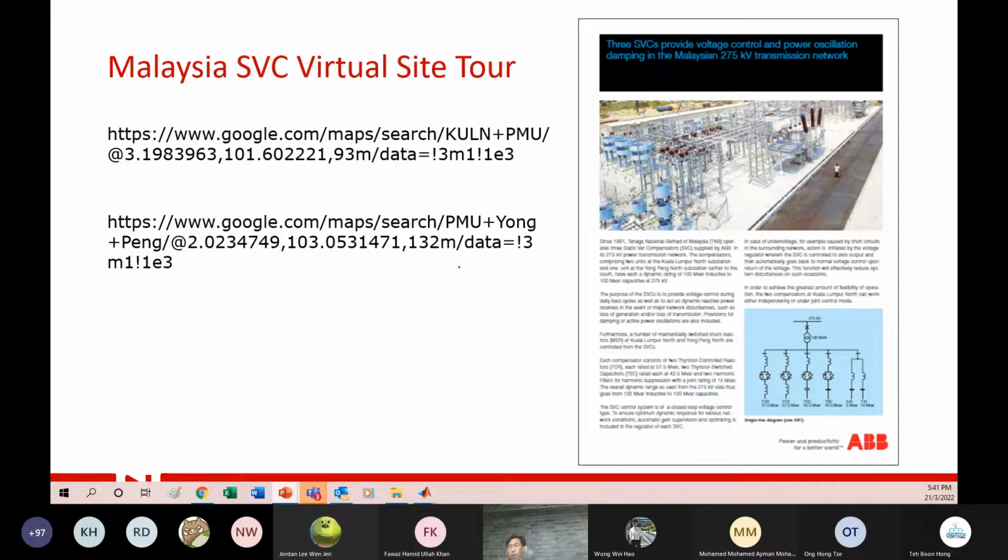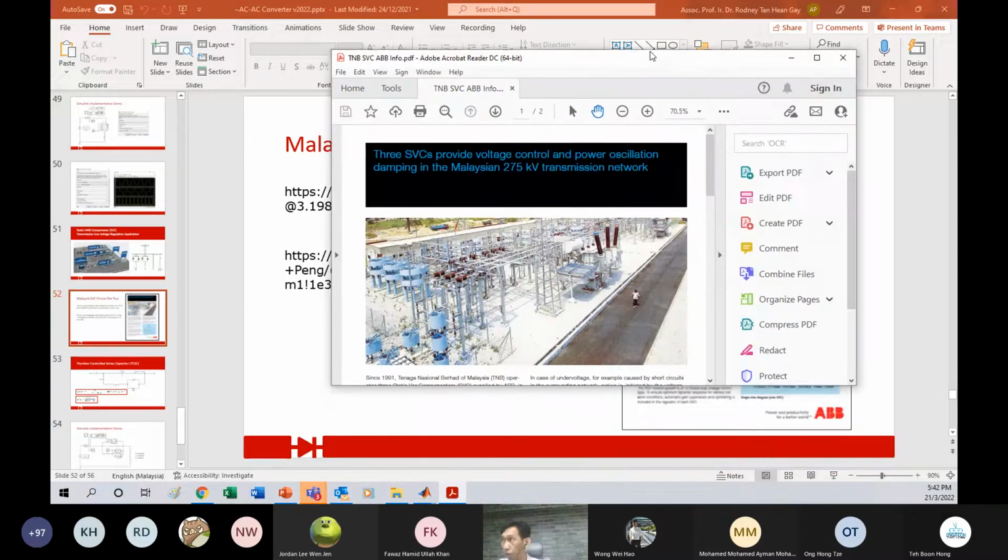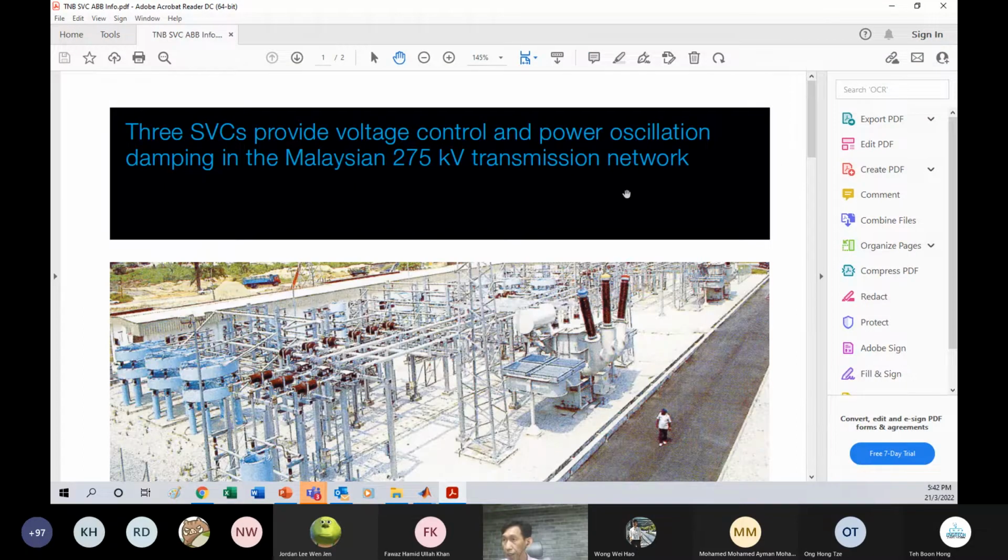Okay, now let's look into the real one in Malaysia. In Malaysia, we have one of these in Yongping. Okay, in Yongping, let me see. I think I still have this document. Okay, so we have this. There are three SVC providing the voltage control and power oscillation damping in Malaysia at the 275 kV transmission line.